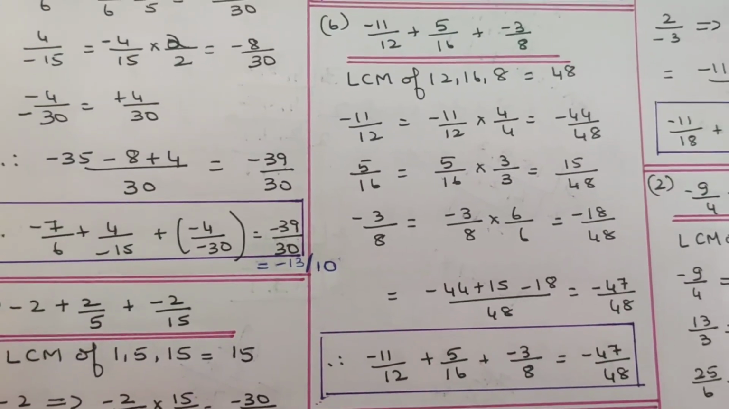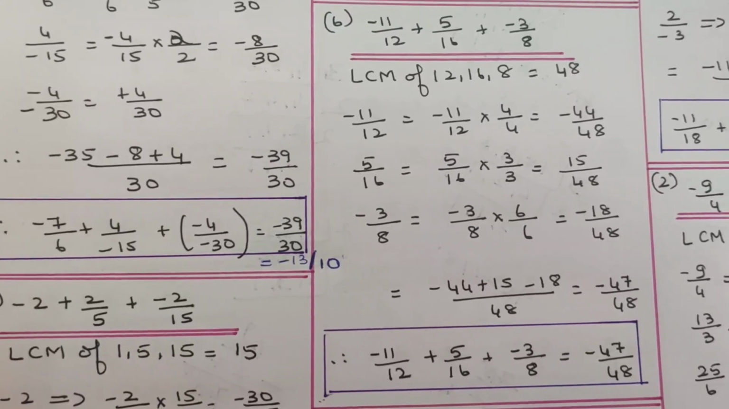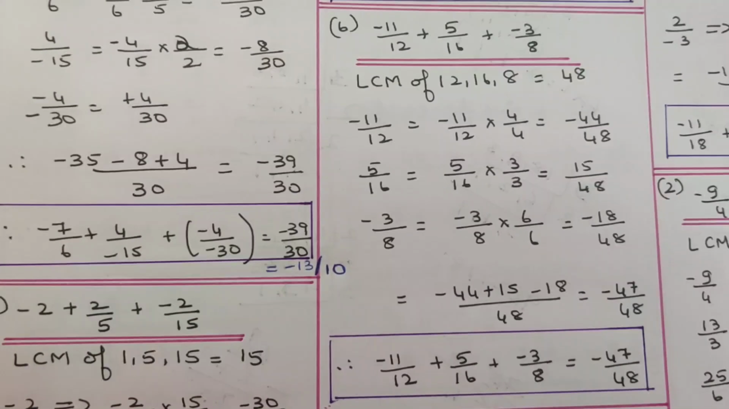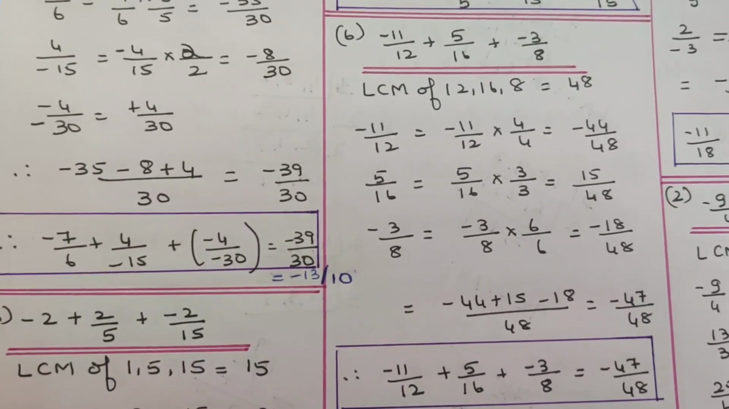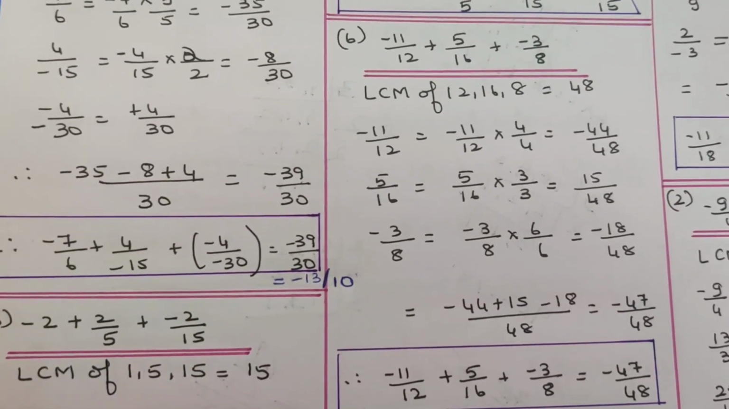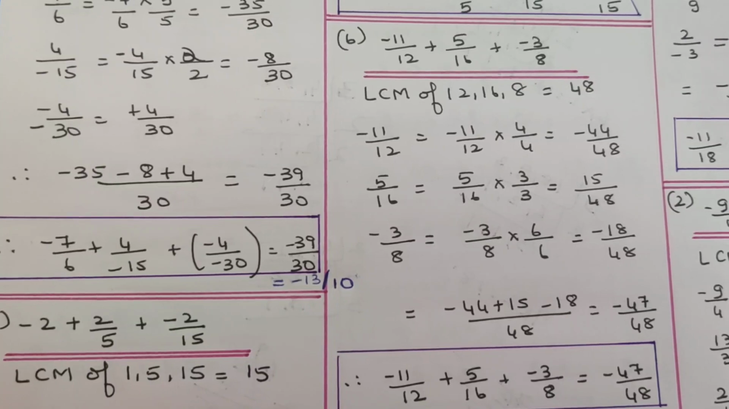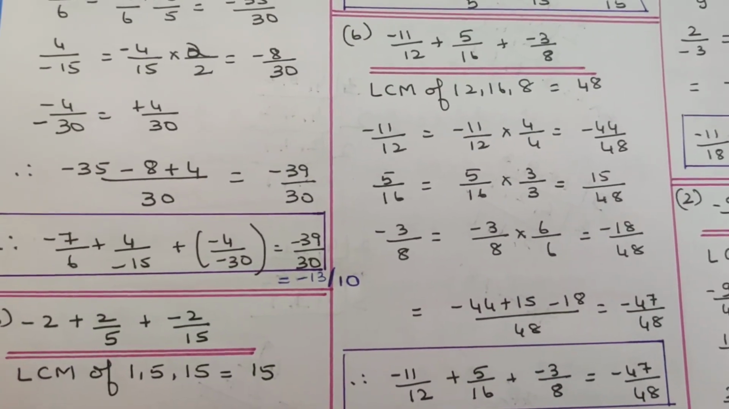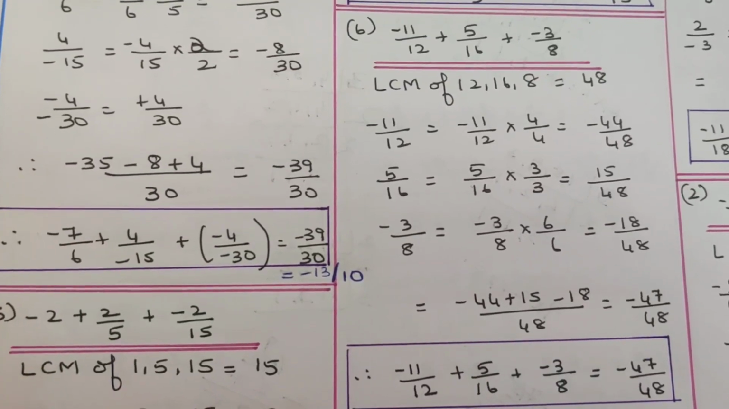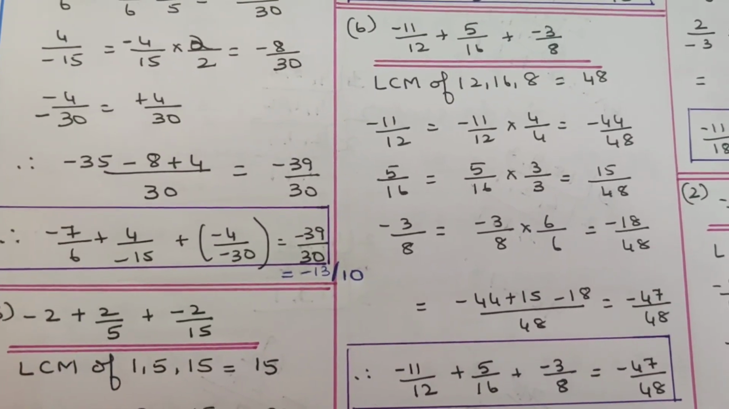I'm just pausing for a few seconds for you to understand the calculation that I've done. Again, the same concept: find the LCM, then get the numbers to have the same denominator, and then we can go ahead and solve the expression. In this exercise, it's entirely the same concept that we have to follow.